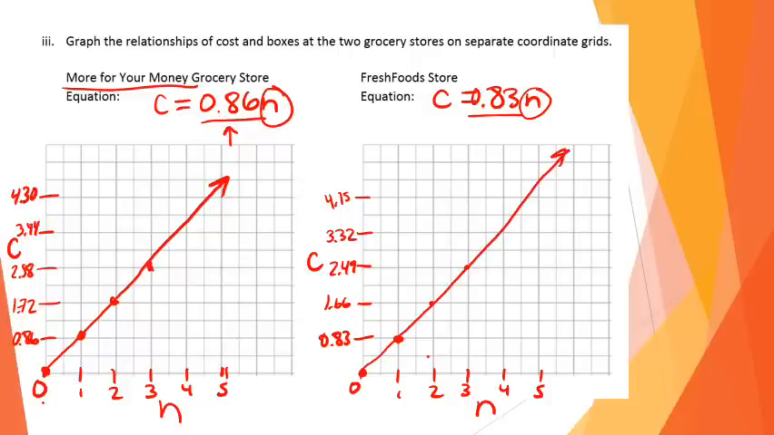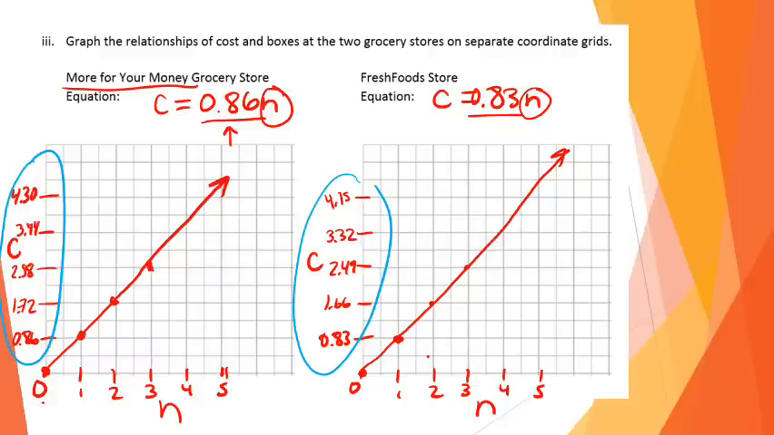Now be careful again to think about how the lines may look just the same, but in reality, these are slightly different relationships, right? One is 83 cents per box, one is 86 cents per box. So be careful to notice that the scales here are different on the side where it goes by cost, even though the lines themselves look very similar.